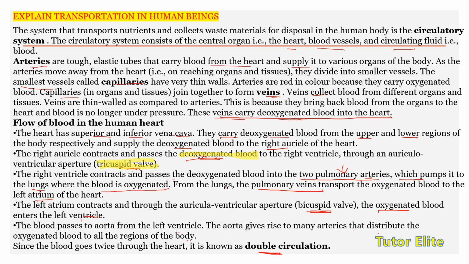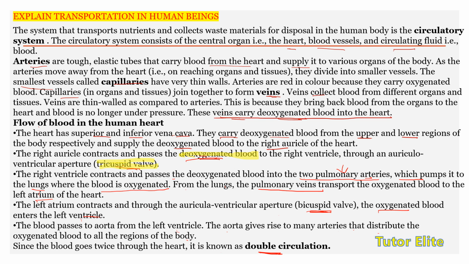Once again, I'll repeat this part. Flow of blood in the human heart: how the blood passes through the heart, that is, how deoxygenated blood gets converted to oxygenated. Basically, there is a vena cava in our heart, that is superior and inferior vena cava. Deoxygenated blood from all over the body is collected through the right auricle.